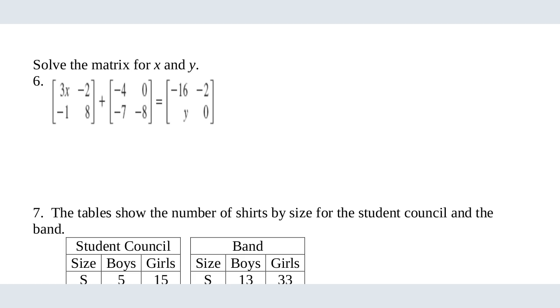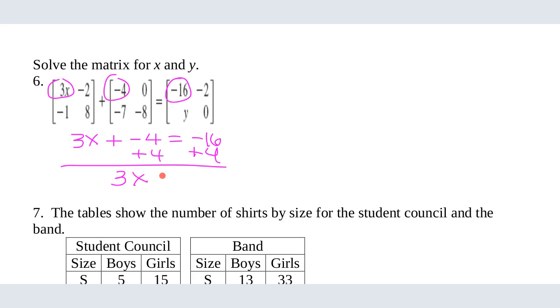Okay, now we're going to solve. So we're going to have 3x, -4, -16. So 3x plus -4 equals -16. And then add the 4 to both sides. So 3x equals -12, and x is -4.